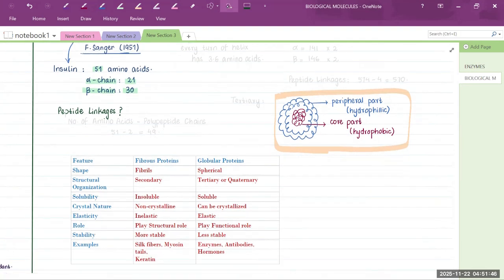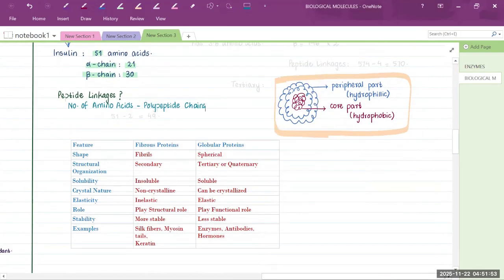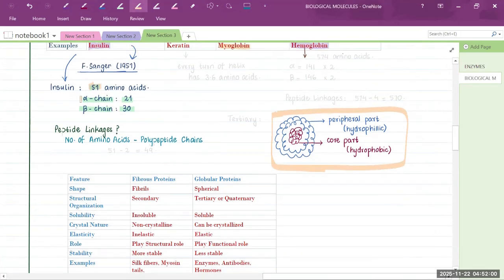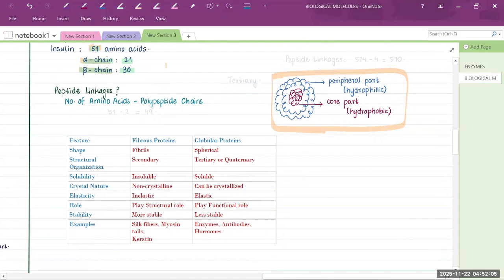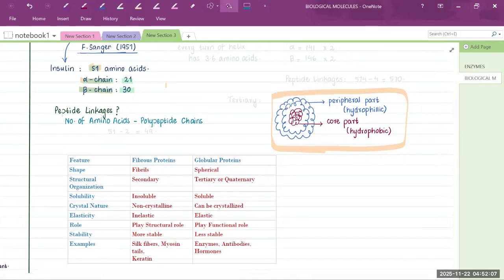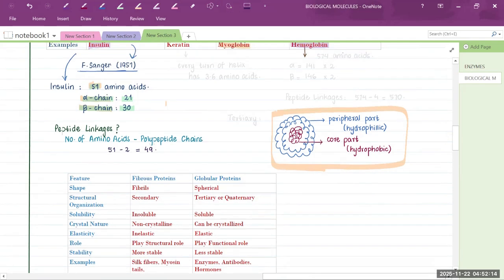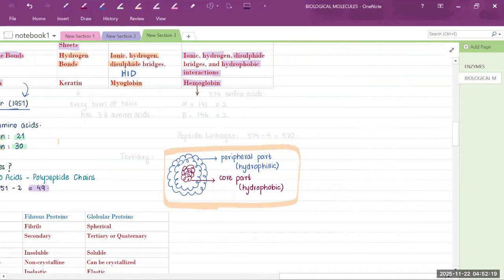The formula for calculating peptide linkages is the number of amino acids minus the number of polypeptide chains. The number of amino acids we have is 51, and we have two polypeptide chains, the alpha chain and the beta chain. So the number of peptide linkages will be 51 minus 2, which is 49. You have to remember this formula. It will be very helpful, hopefully.